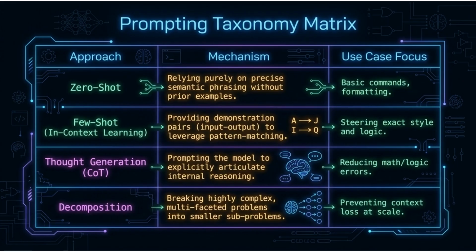This prompting taxonomy matrix outlines different approaches. Zero-shot is for basic commands. Few-shot, or in-context learning, helps steer style. Thought generation reduces errors, and decomposition prevents context loss at scale.